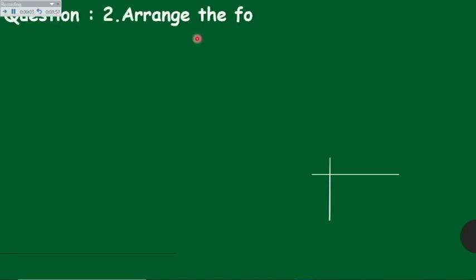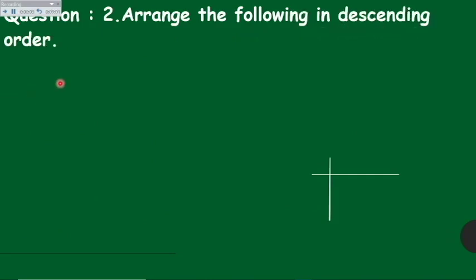Now I'm going to start the next question. Question number 2. Arrange the following in descending order. Descending order means decreasing order, from greater to smaller. So here we will arrange the fractions in decreasing order.